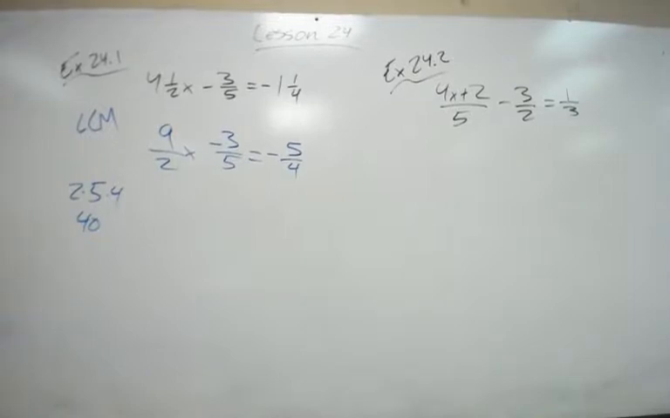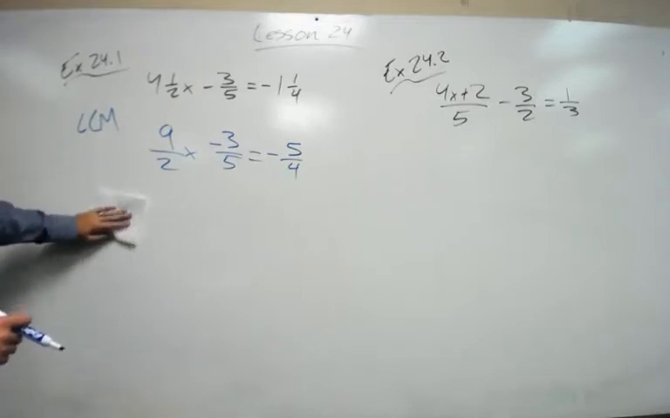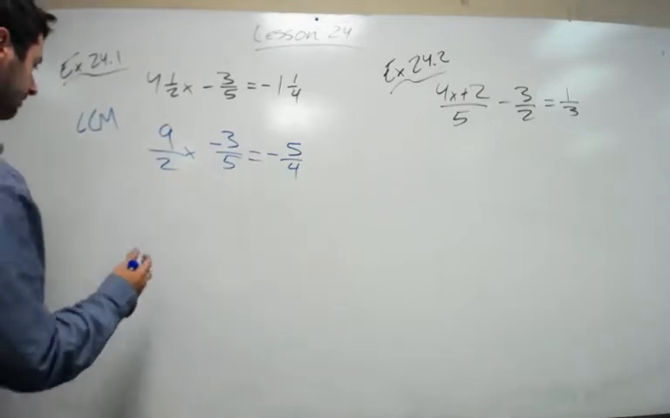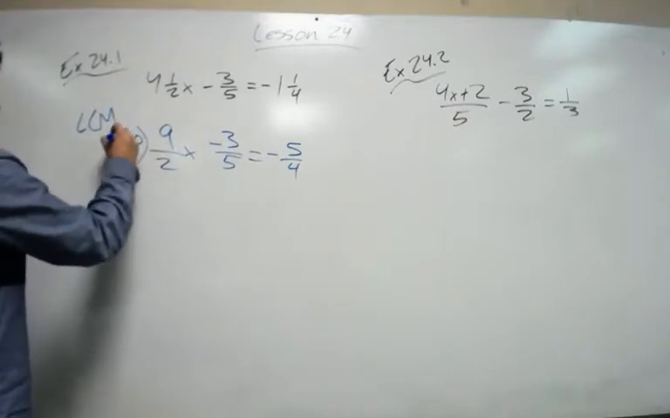So we can use that. You can use 40. That'll work out as well. You just have bigger numbers to reduce in the end. But we're going to use our least common multiple of 20. Least common multiple is just the smallest number all three can be multiplied to be. So we're going to multiply everything by 20.